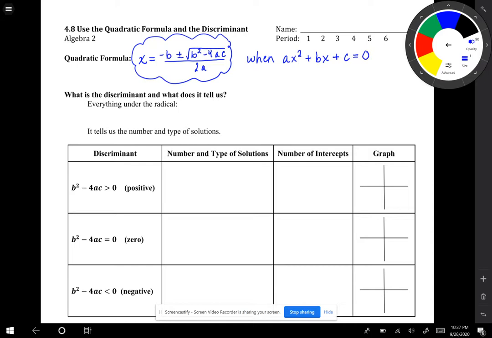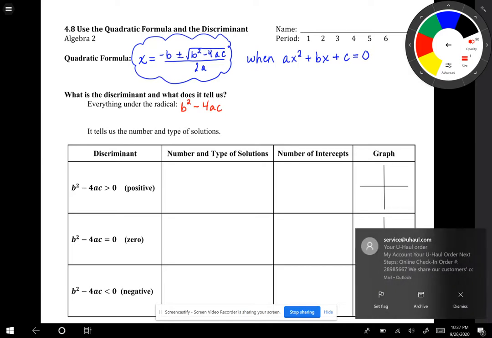Before we do that, we're going to talk about the discriminant. What is the discriminant and what does it tell us? So the discriminant is just the stuff that's under the square root. So it is the b squared minus 4ac part. And it tells us a lot of things, believe it or not. So don't include the square root, just the b squared minus 4ac. It tells us the number and the type of solutions there will be, so whether there will be 2 solutions or 1 solution, and whether they're real or imaginary.